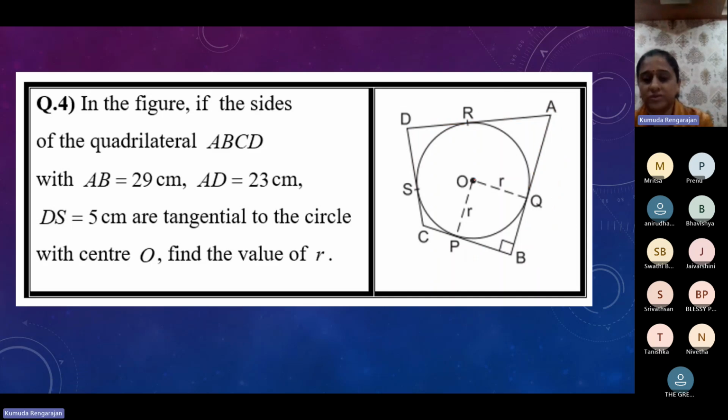So you'll all agree it's very simple. You just have to prove that this one is a square. This is a square, so all the sides are equal to R. Now this is given to be 5. But the full thing AD is 23, so this will be 23 minus 5, 18. Now this one is 18, but the full thing AB is 29. So QB will be 29 minus 18, which is 11. So R is equal to 11.